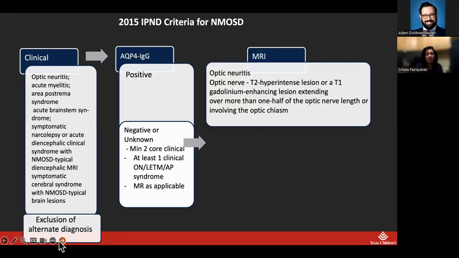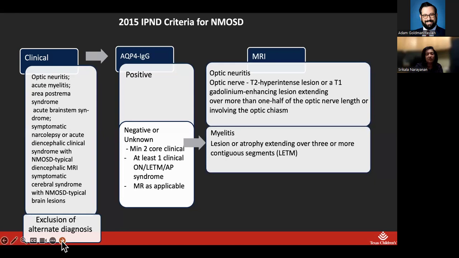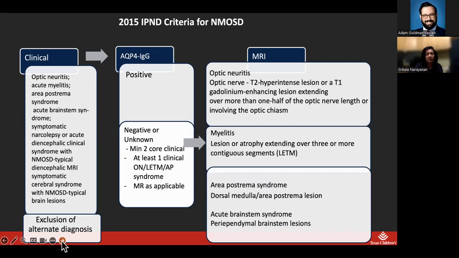So MR findings would include optic neuritis, but here it's more posterior. It's also longitudinally extensive, but it involves the optic chiasm far more commonly. Again, longitudinally extensive transverse myelitis. And in the brain, you're looking at area postrema syndrome, where you want to look at lesions in the dorsal medulla, or any sort of acute brainstem syndrome, or typical periependymal lesions. So this is per the criteria in the literature from 2015.